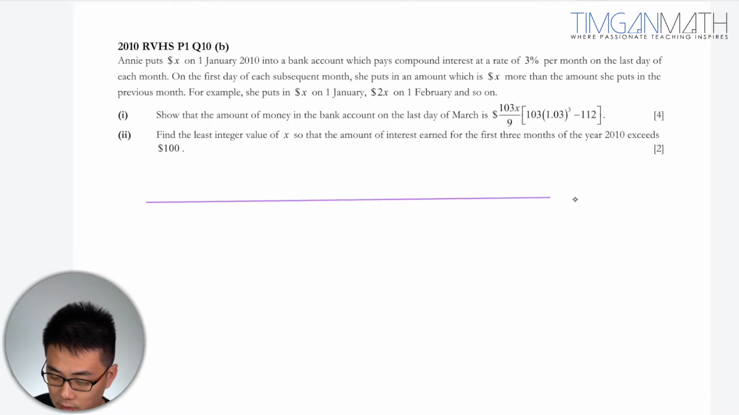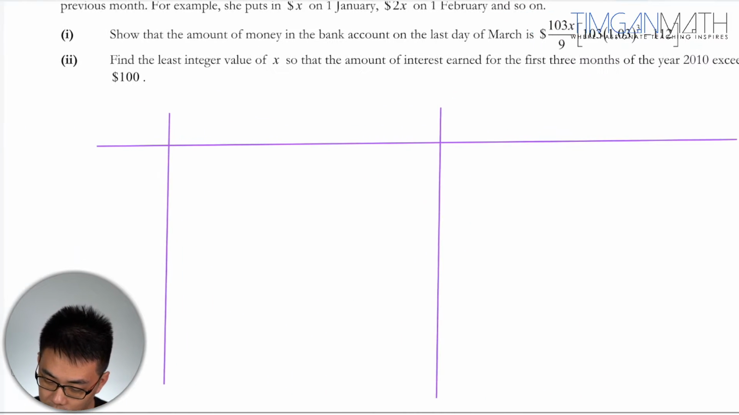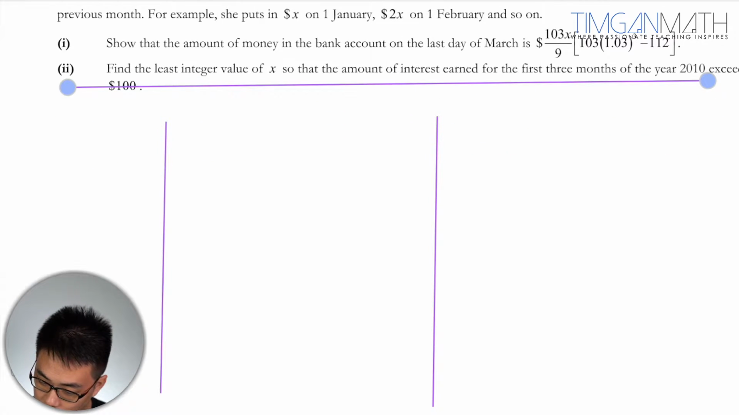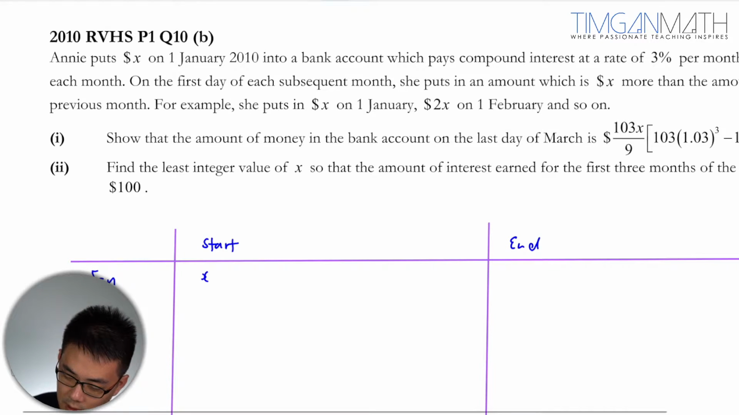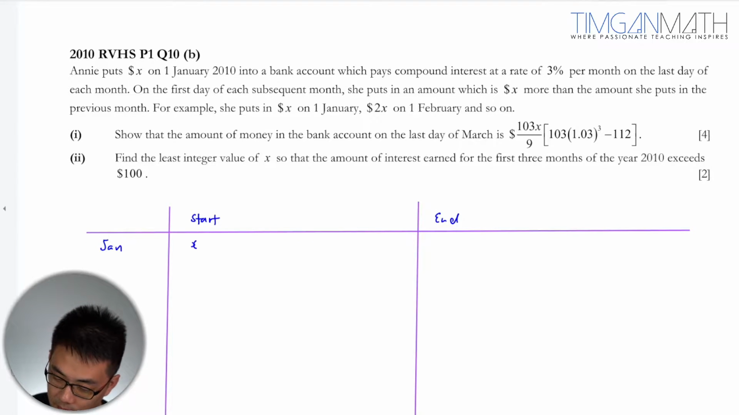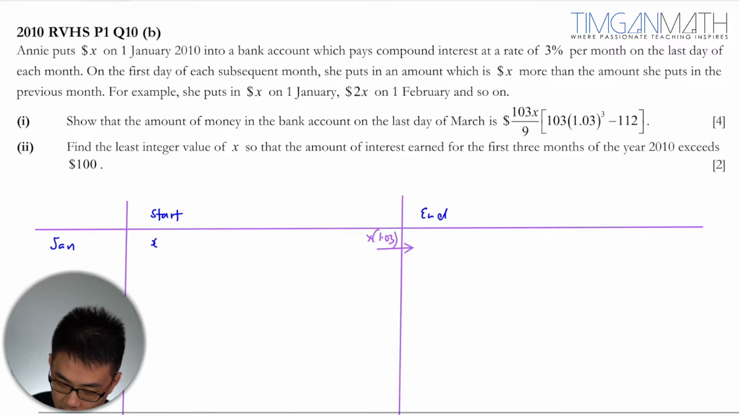In this case, we're just going to try and trace the money. So let's put this down at the start, 1st Jan, the start of January, and this is the end. This is X amount, after which the bank pays compound interest at 3%. So in the end, you will get 3% interest, which is multiplied by 1.03.